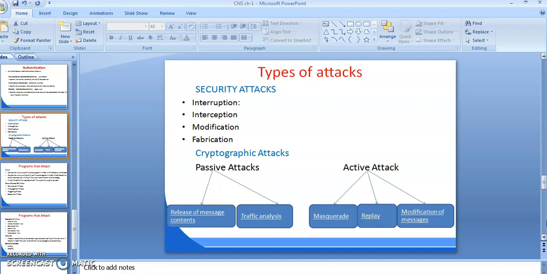Interruption means here the resource becomes unavailable, lost, or unusable. Examples of interruption are causing problems to a hardware device, or erasing programs or data, or operating system components. So that is known as the interruption.